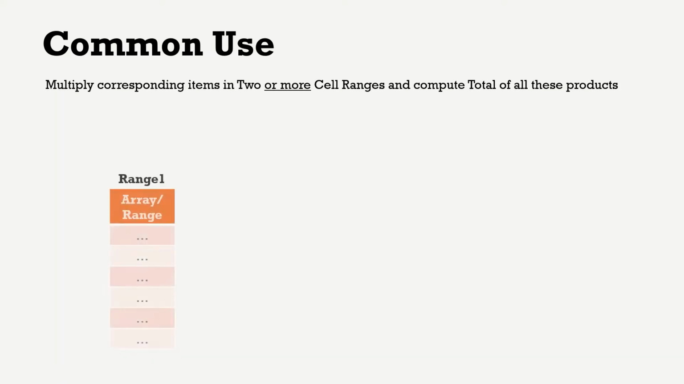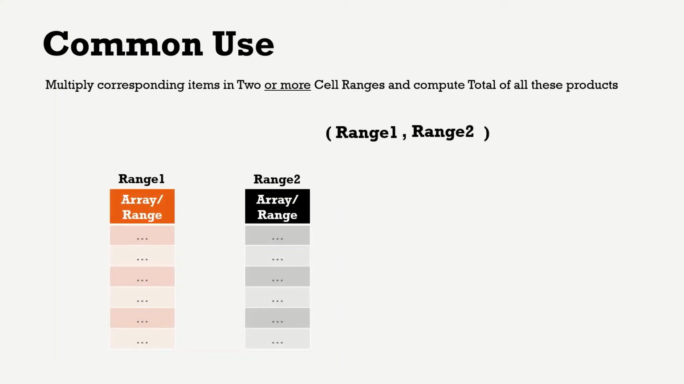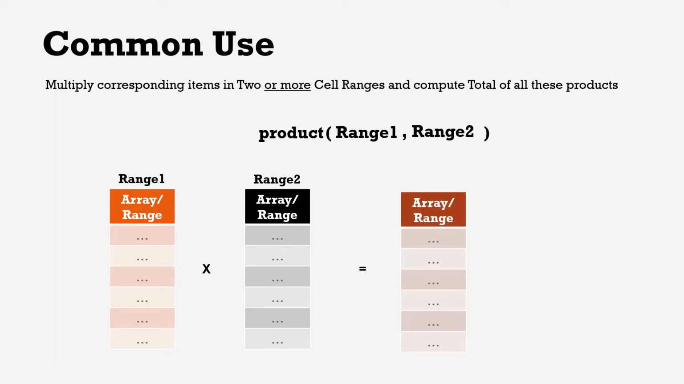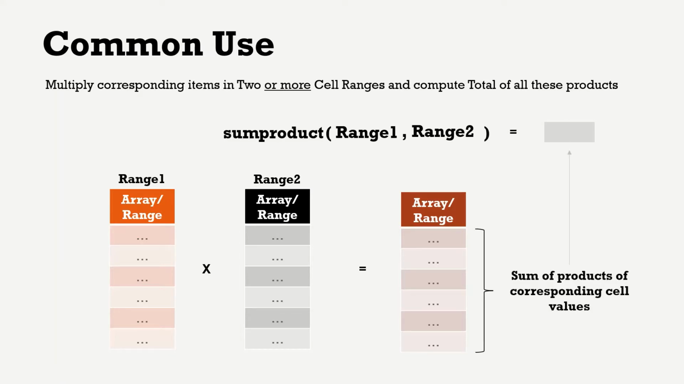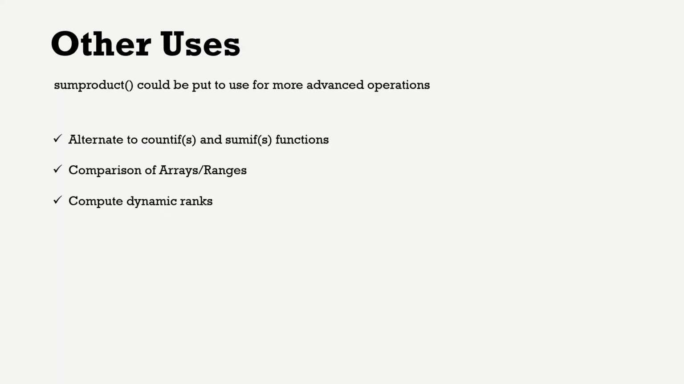This function deals with two or more cell ranges, and it first computes the product of the corresponding items in these cell ranges, which further gives an intermediate cell range or an array. And finally, a total of all these values in this intermediate array is computed and is returned as a single value. So this was the basic use of this function, and we can put it to some more advanced operations.